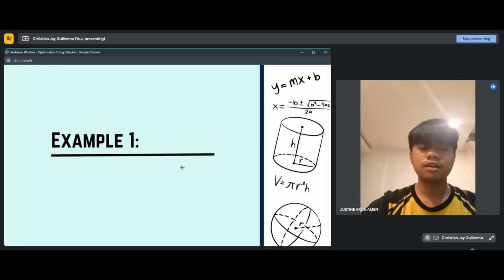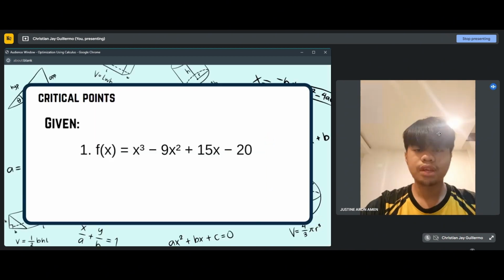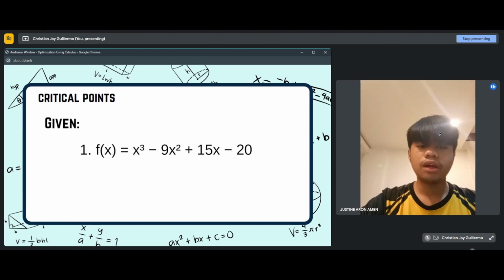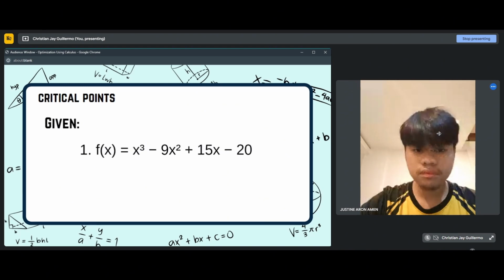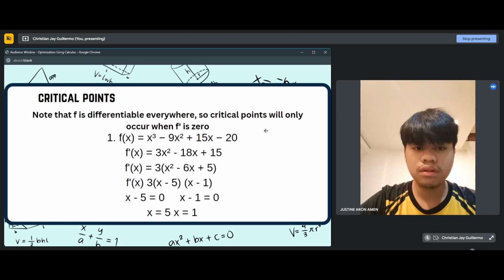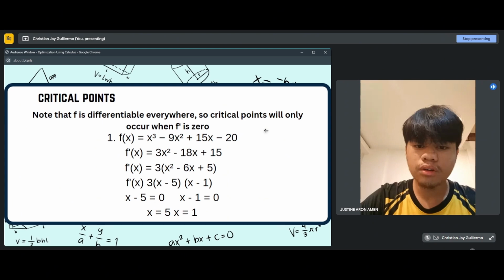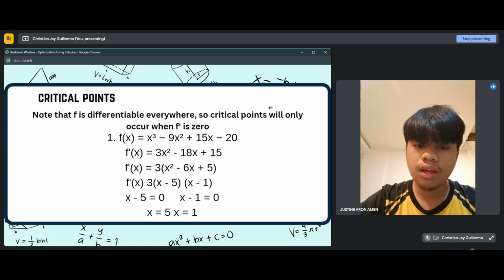So now, let's head to example number 1. So here's our given: f(x) = x^3 - 9x^2 + 15x - 20. Note that f is differentiable everywhere, so critical points will only occur when f'(x) is 0. So, let's head back to our equation. f(x) = x^3 - 9x^2 + 15x - 20.